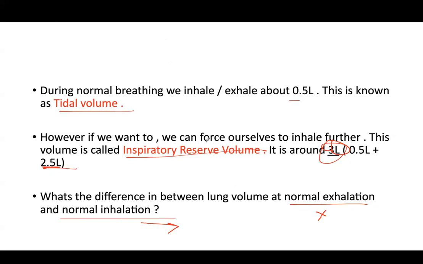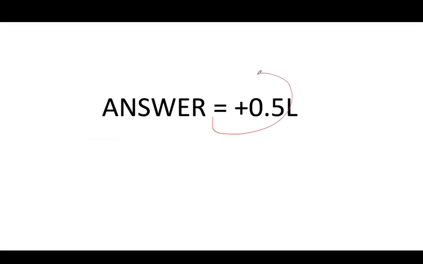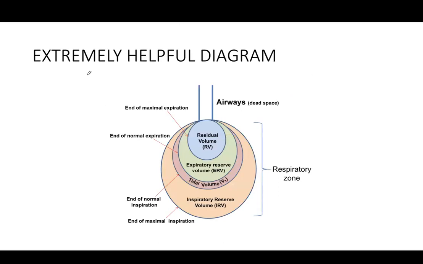Okay, so the answer is 0.5 liters. How is it 0.5? We said during normal breathing, we inhale and exhale about 0.5 liters, right? So we have a lung that's exhaled. Let's say the volume of this lung after exhalation is X. Now we have inhalation. And what's normal inhalation? It's 0.5 liters. So we add 0.5 to X, and this is the volume after normal inhalation. So that's why the answer is plus 0.5. I hope you guys understand. If you don't understand, just tell me in the chat and I will stop and explain again, as many times as you want. This is the most helpful diagram.